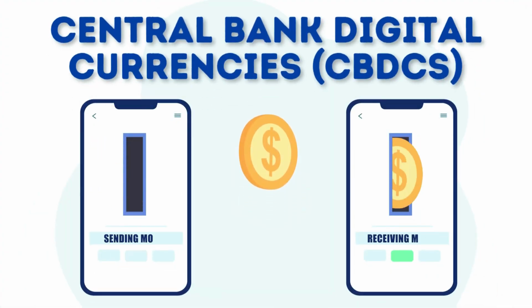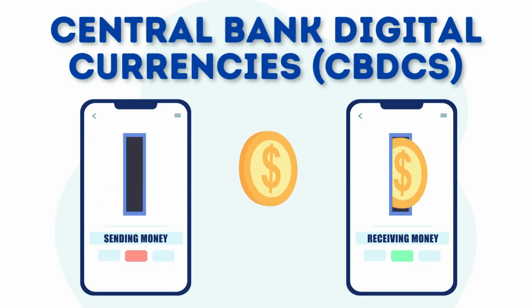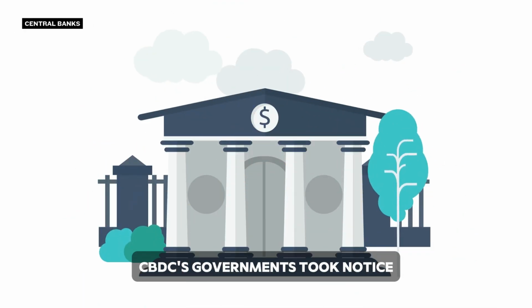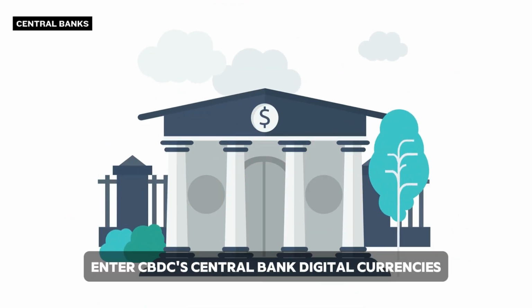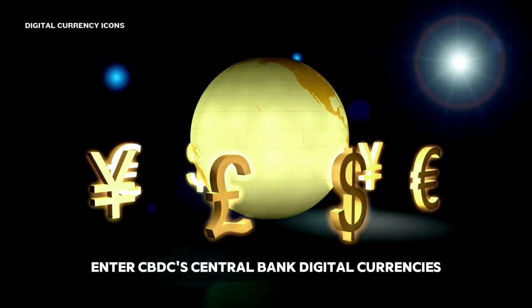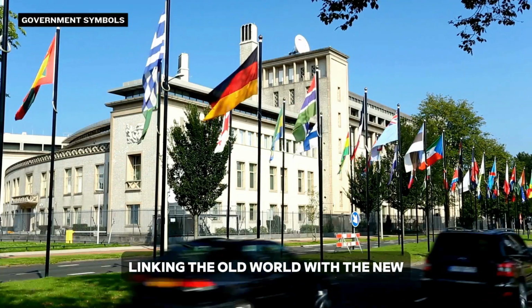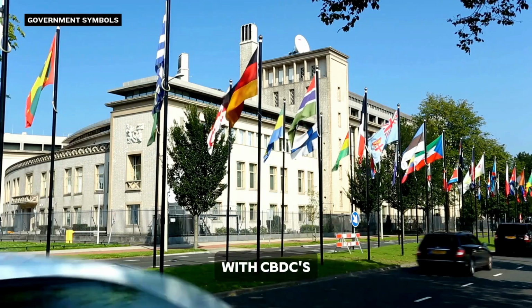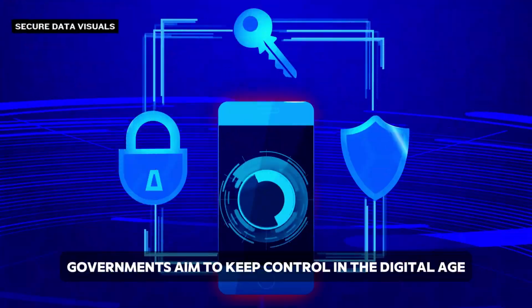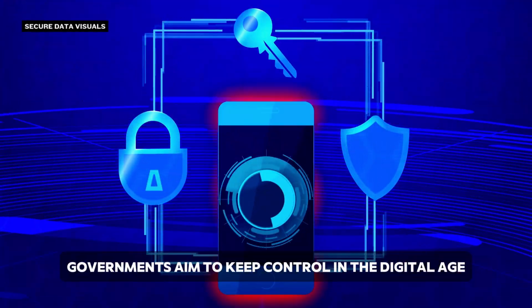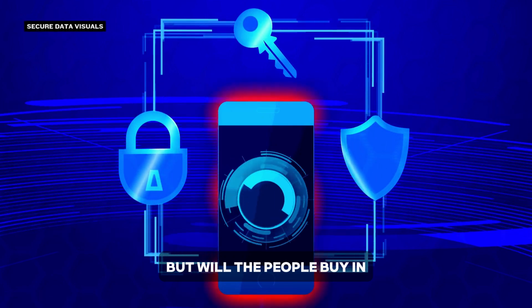Topic 13. Central bank digital currencies, CBDCs. Governments took notice. Enter CBDCs, central bank digital currencies, a state-controlled answer to crypto, linking the old world with the new. With CBDCs, governments aim to keep control in the digital age, but will the people buy in?